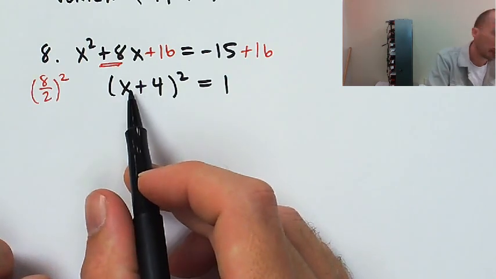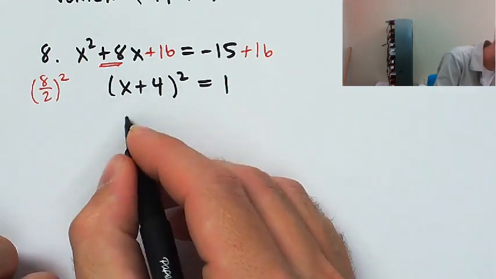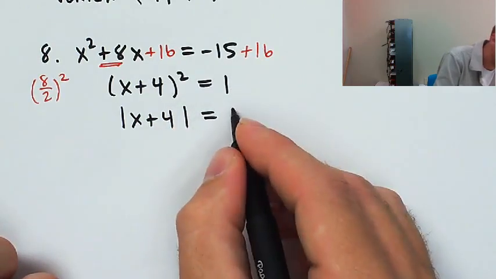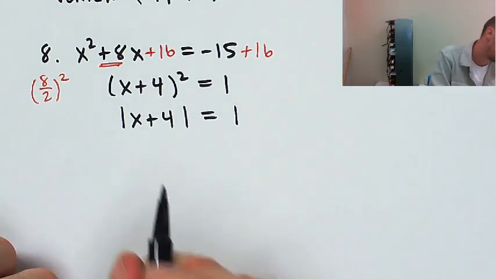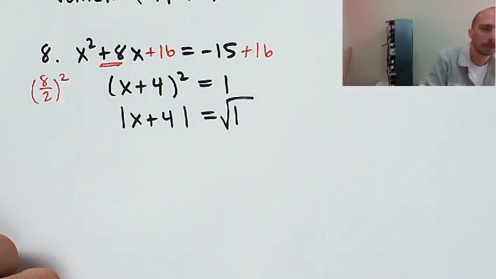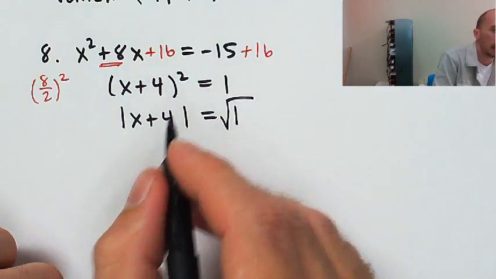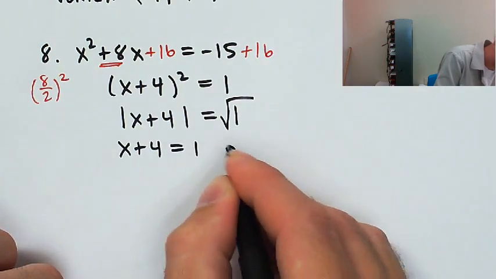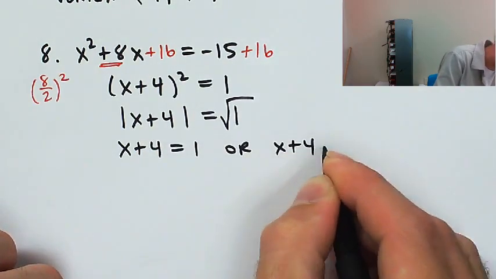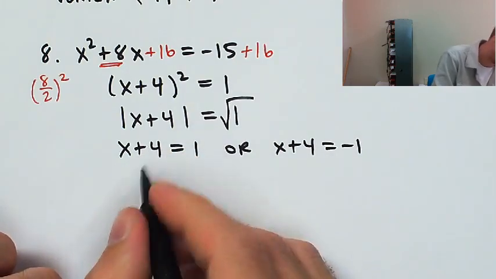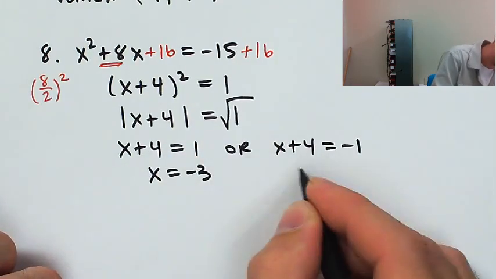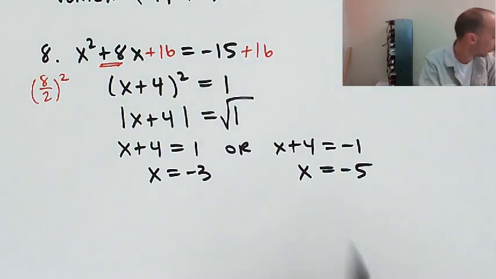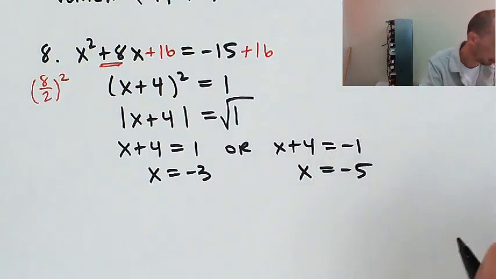Okay. And then I'm going to take the square root of both sides of this equation. And so I'll get the absolute value of x plus 4 is equal to the square root of 1, which is 1. Maybe I'm going to put that in there just to be really clear. And then I'm going to say, okay, well, that means that x plus 4 is either 1 or x plus 4 is equal to negative 1. I'm going to subtract 4 from both sides. And I've got two x values that are solutions to this equation.